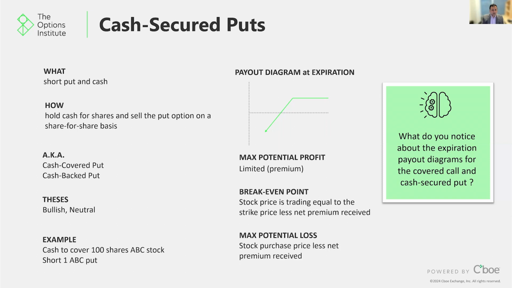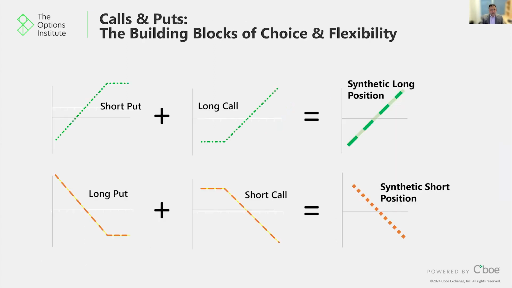And as we've alluded to a few times, right? If you look at the payout charts of a cash secured put and a covered call, they look very similar, right? That's because synthetically they are about the same, right? So with that, let's look at some synthetics, right? We won't spend too much time looking at these, but if you look at calls and puts, they are the building blocks of options.